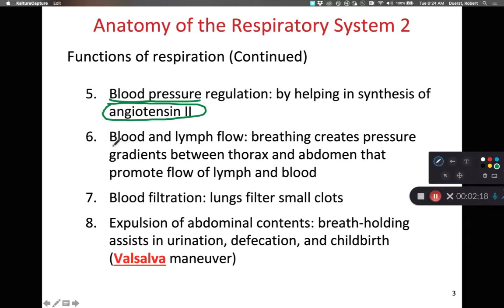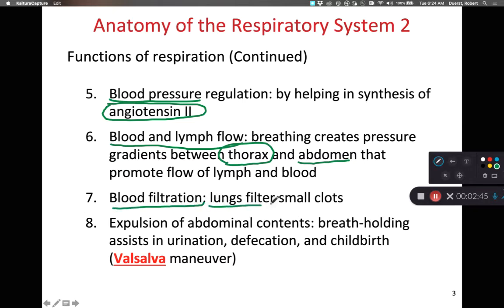As we look at blood and lymph flow, our respiratory system helps us to move blood, particularly venous blood and lymphatic fluids, because when we inhale, we are going to have low pressure in our thorax, our thoracic cavity, and higher pressure in our abdominopelvic cavity, and that's going to cause that fluid to move up towards the heart to flow.